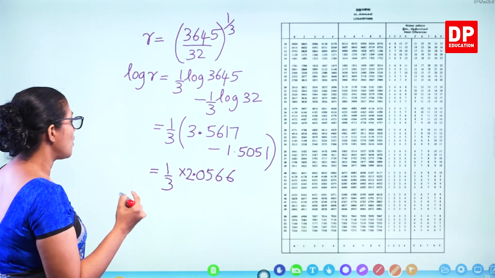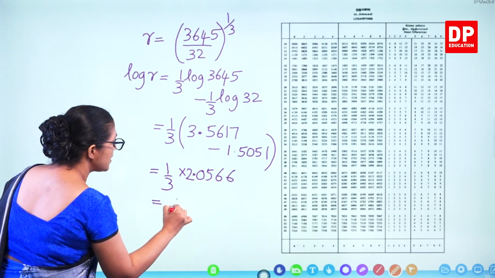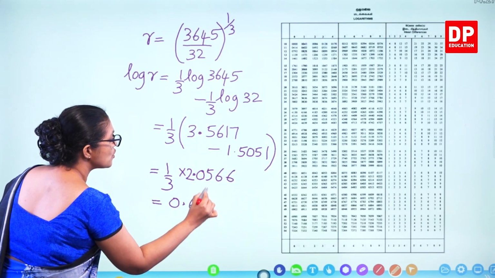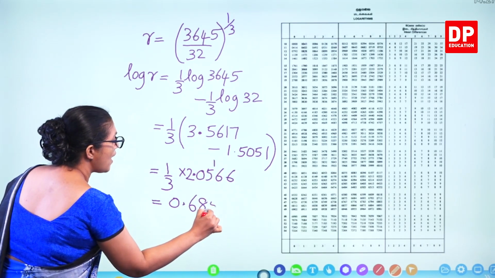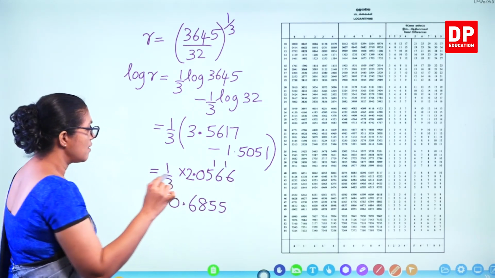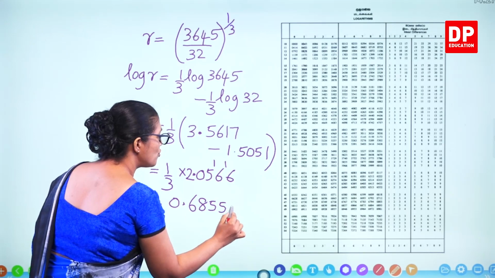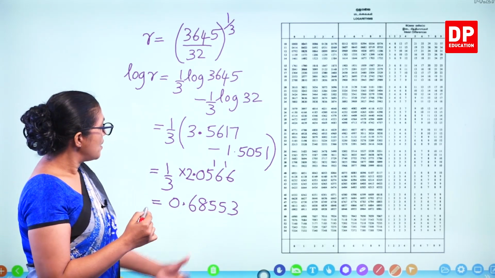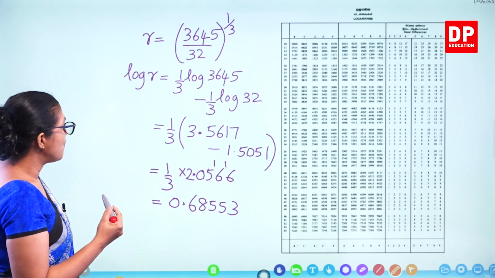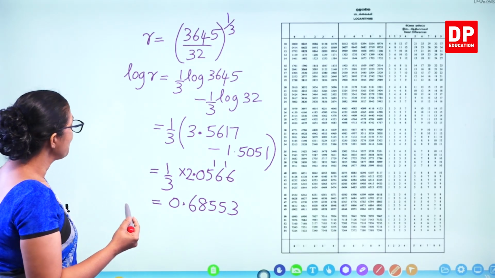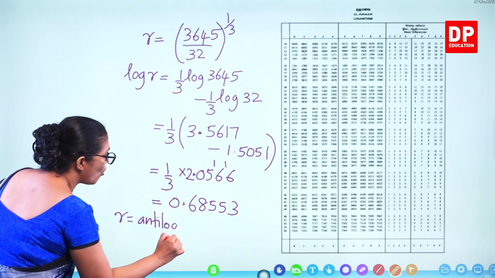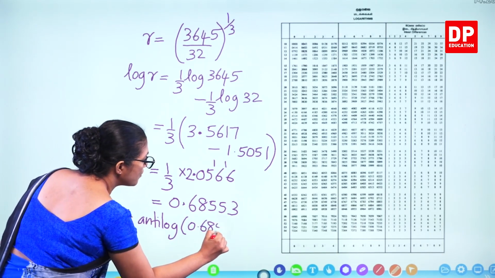Now divide by 3. 3 times 6, 18. 3 times 8, 24. And 5, 15. And another 5, 15. For 10, that's 3. So you don't need to write that, because when rounding to 4 decimal places, you can take 6855. Now you have to use the anti-log value of this to find out R.